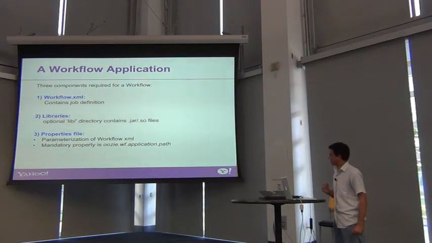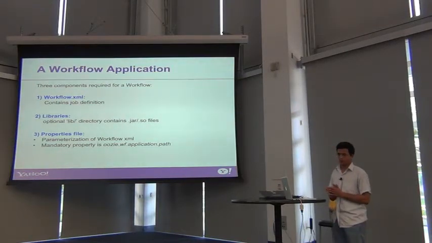And what is the properties file? This file is used to parameterize the workflow XML. One of the mandatory properties here is the workflow application path, so it needs to point to where the actual workflow is there on the application.